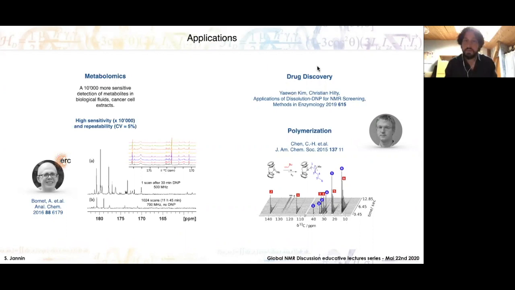Another field of research is drug discovery, and there are many papers. Many of them are by the Hilty group. I just cite one review because he reviewed all this work in this paper. You can polarize ligand, you can polarize water, that then transfers polarization to ligand, and then measure how the ligand binds with a protein. Another interesting field of research is to look at chemical reactions with, for example, short-lived intermediates, or to look at polymerization, etc.